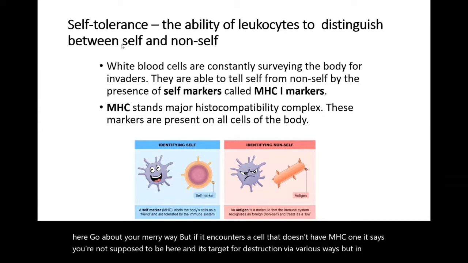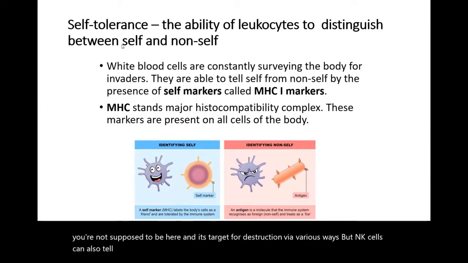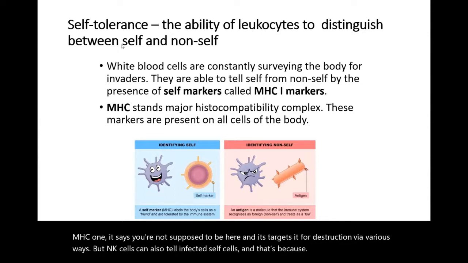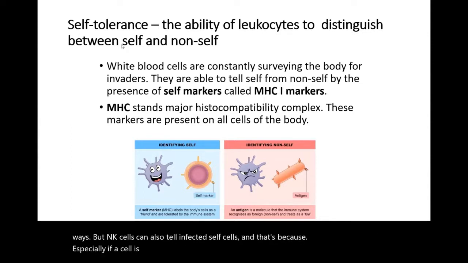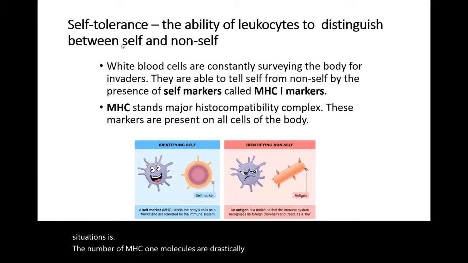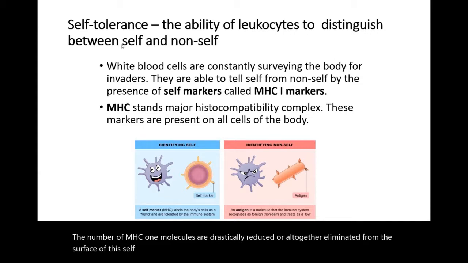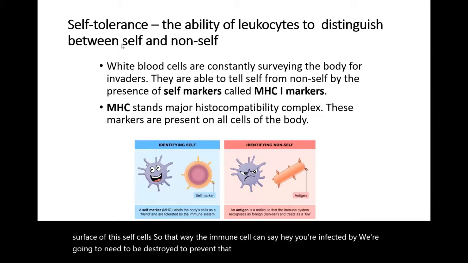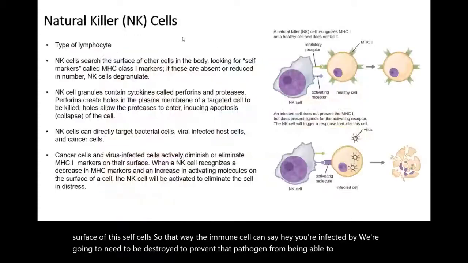But NK cells can also tell infected self cells, and that's because, especially if a cell is cancerous or is infected with a virus, what tends to happen in those two situations is the number of MHC1 molecules are drastically reduced or altogether eliminated from the surface of the self cells. So that way, the immune cell can say, ooh, hey, you're infected. You're going to need to be destroyed to prevent that pathogen from being able to spread. Okay, oops, sorry, I jumped the gun there.